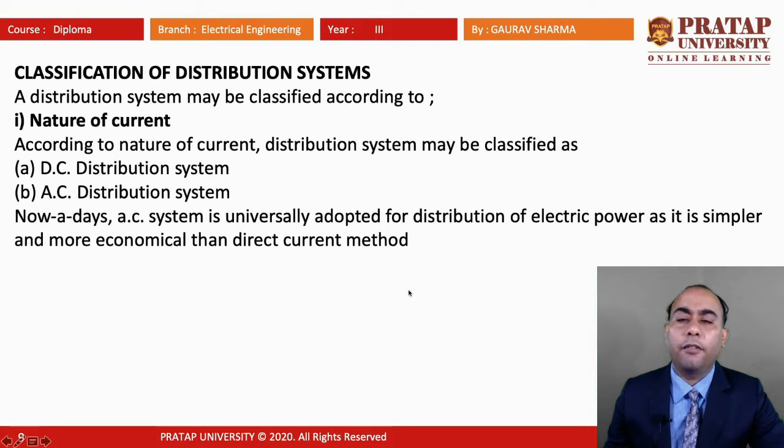Now, when we classify our distribution system, we classify it into various categories. We can classify by the nature of current, that is, which type of current we are using. We have two types of current available: alternating current, in short AC, and direct current, in short DC. So we have an AC distribution system and a DC distribution system. Generally, in the present scenario we use AC more because of its simpler use over DC.